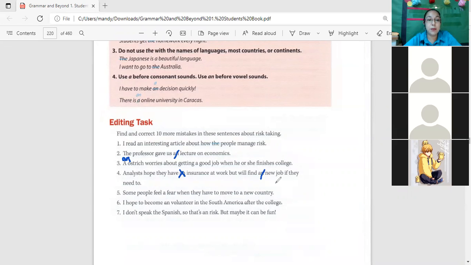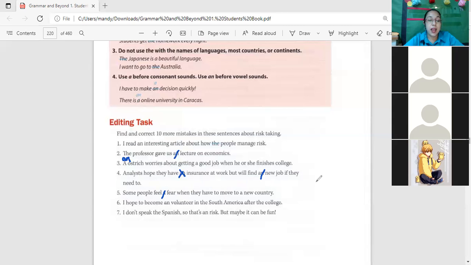Okay, number five. Some people feel a fear when they have to move to a new country. What is the mistake in that sentence? Feel fear. Okay, yes. In that case, we don't use an article, because this one is an abstract noun. Yeah, it's uncountable. And we don't use articles with uncountable nouns.